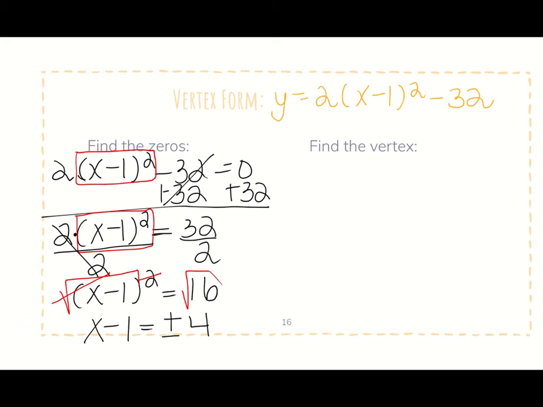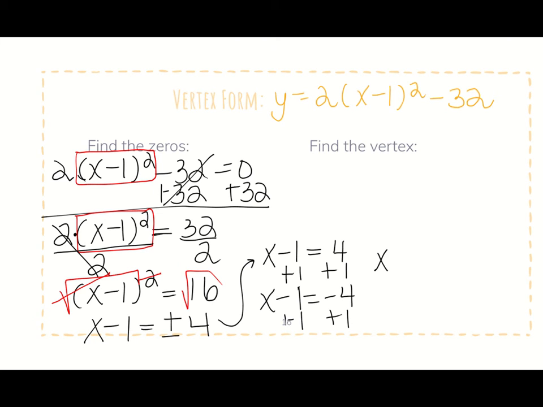Now, this is not done yet. I do need to continue solving, and really I have 2 equations. x minus 1 equals 4, and x minus 1 equals negative 4. Continue solving. I would add 1 in both equations, and that would give me that x is equal to 5, and x is equal to negative 3. Hopefully that's what we got for our 2 solutions. If not, make sure we have that copied down.